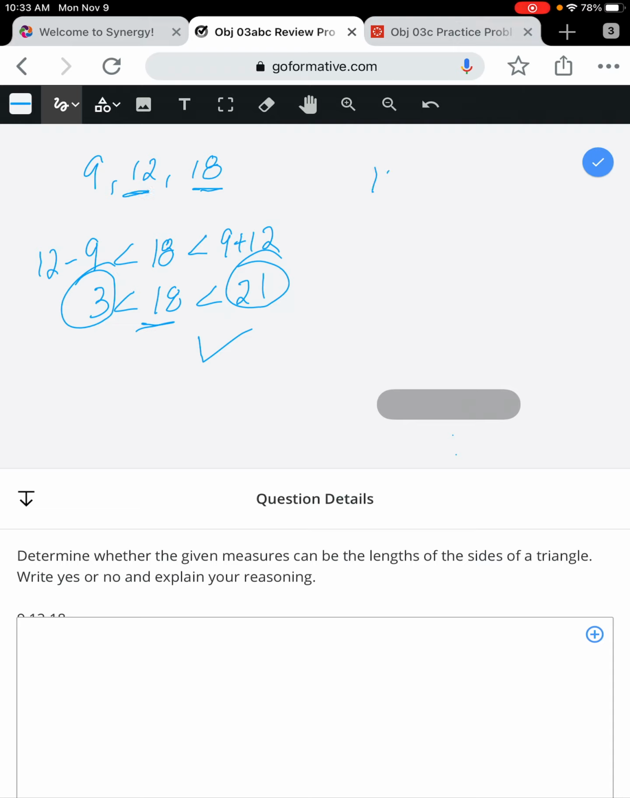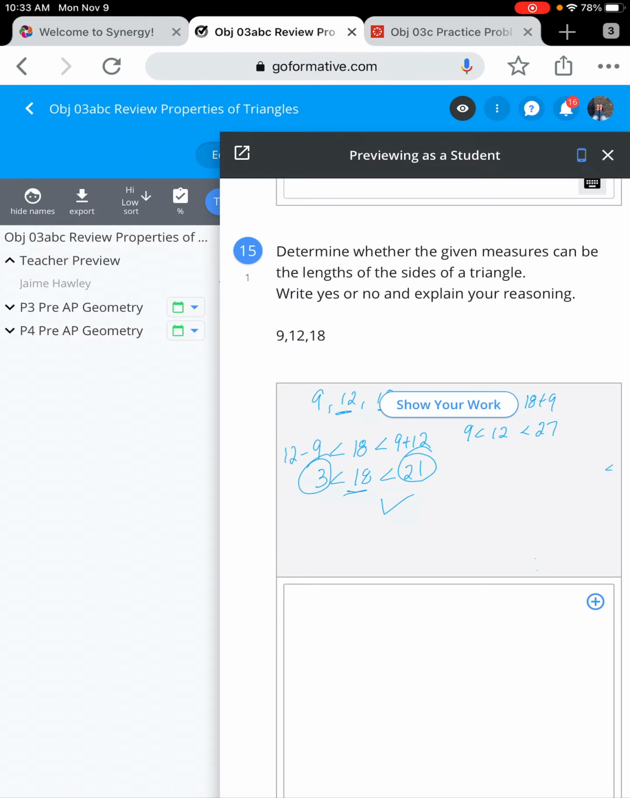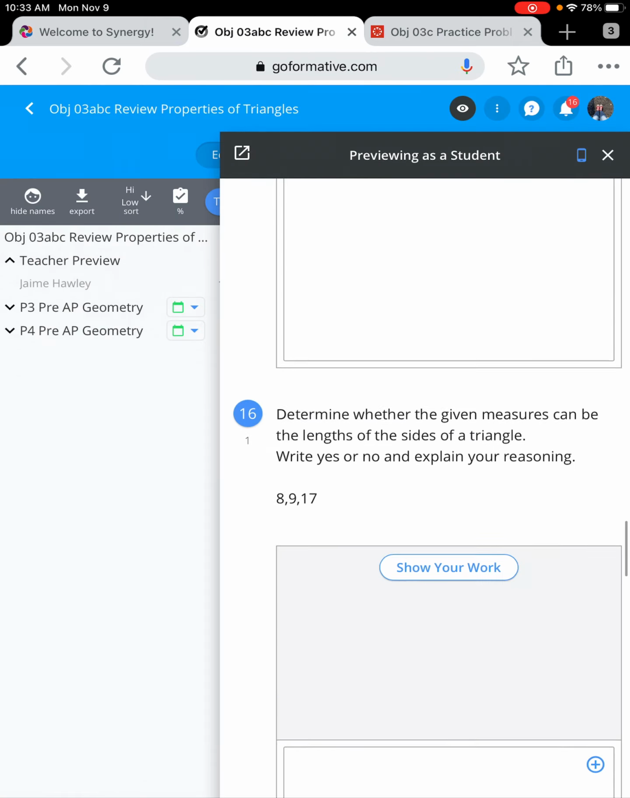If I had done 12, well, 12 would have been less than 18 plus 9 and greater than 18 minus 9. And so 12 is between 9 and 27. And you could also do the same thing with 9. So it doesn't matter which side you picked.